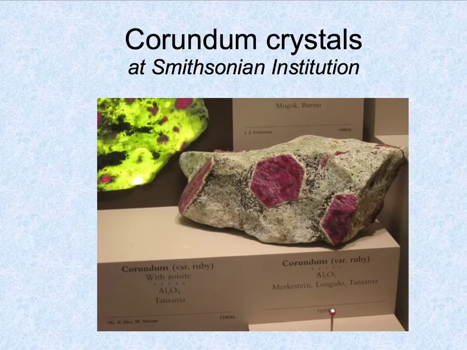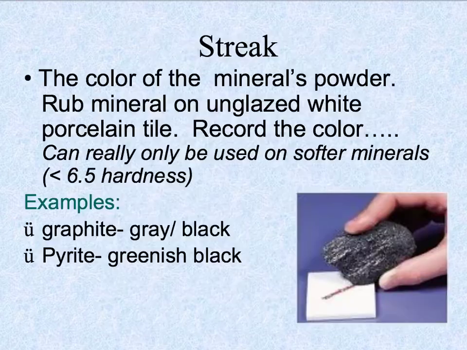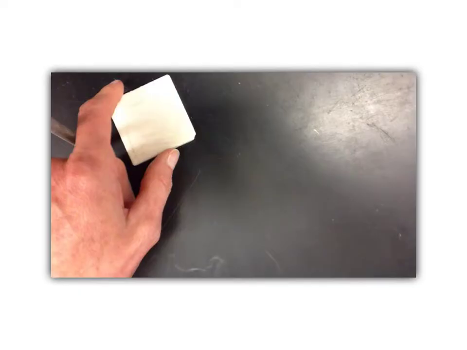Notice the hexagonal crystal in the corundum. You'll see this in the lab as well. Streak is perhaps one of the more important of the mineral tests, so make sure you do a good job of holding the streak plate and getting a good color. A quick example of how to do a streak test.